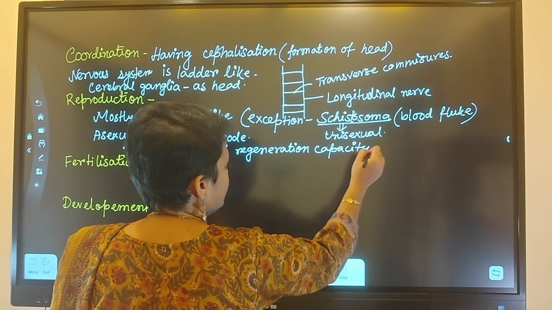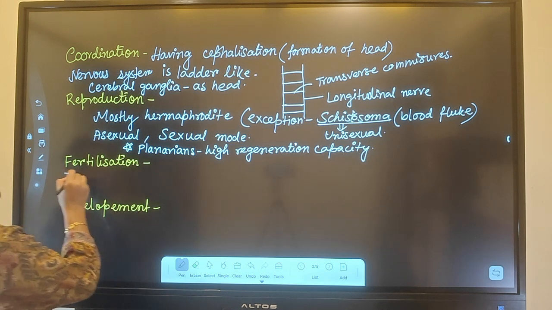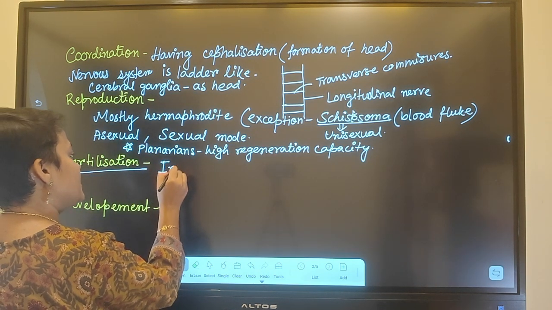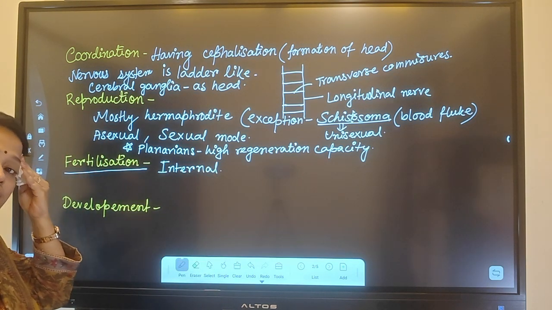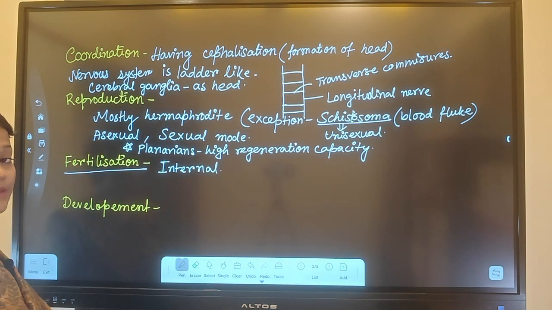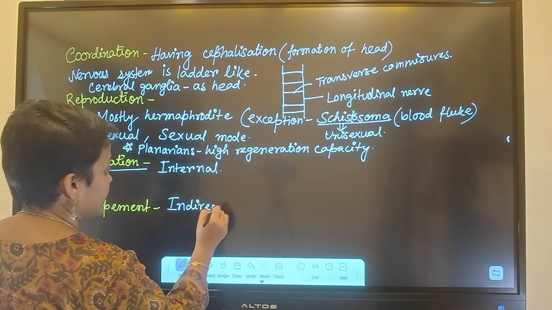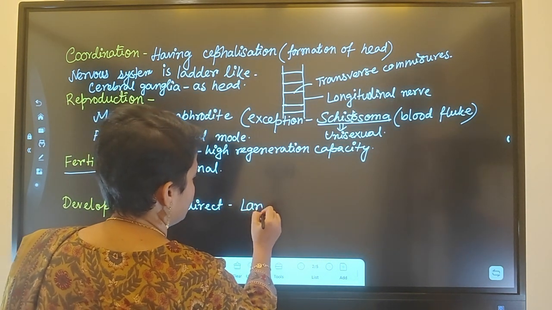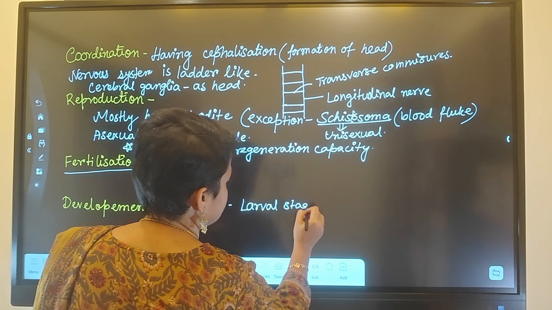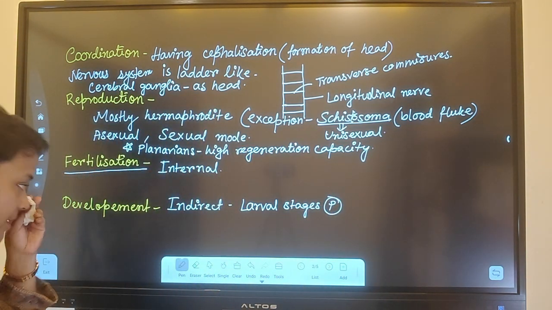Now remember that fertilization here is internal. In ctenophorans, what we have seen is external, but here it is internal. Development is indirect, and larval stages are present.